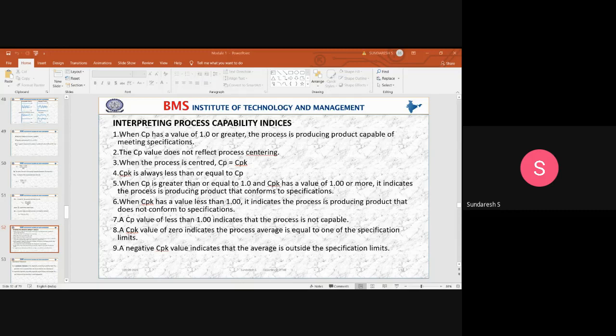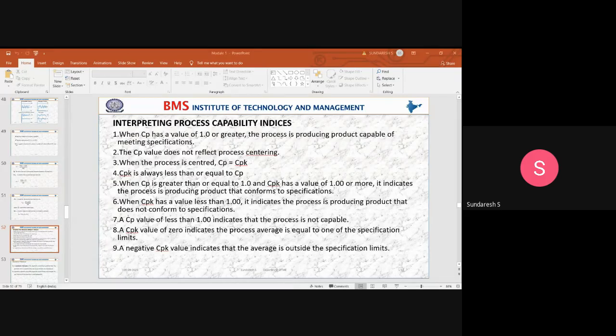So both should have the same shape. The shape should be circular. Both have a circular shape. Then the shaft can fit in the bearing, or a gear can be mounted over the shaft, or a pulley can be mounted over the shaft. If you find any kind of ovality, either in the shaft, or in the case of a gear or the bearing, then you cannot fit the shaft inside the bearing, or you cannot mount the gear over the shaft.